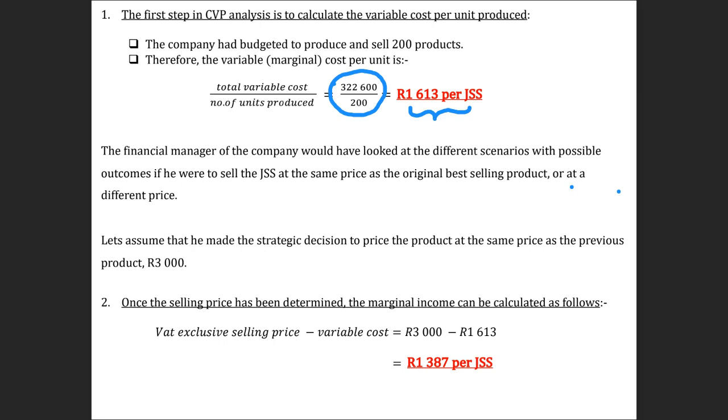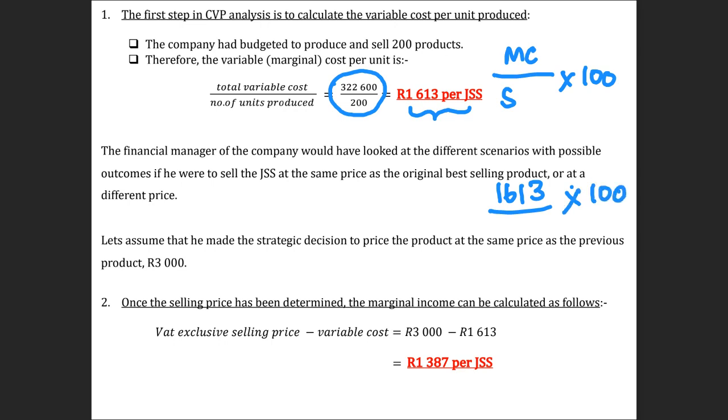If you were to determine this value, and you can take this down somewhere on the side, if you were to determine this value as a ratio, it would be the marginal cost per unit divided by your selling price per unit. That would be a percentage, so marginal cost per unit over the selling price per unit multiplied by 100. So we know the marginal cost is 1,613. What is the selling price? And then we'd multiply that by 100.